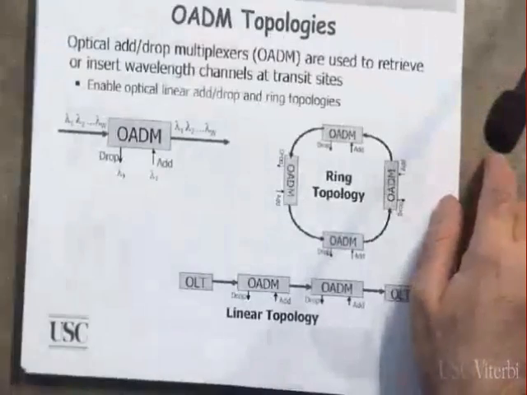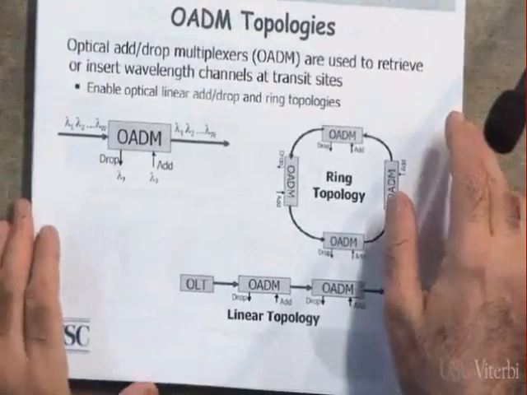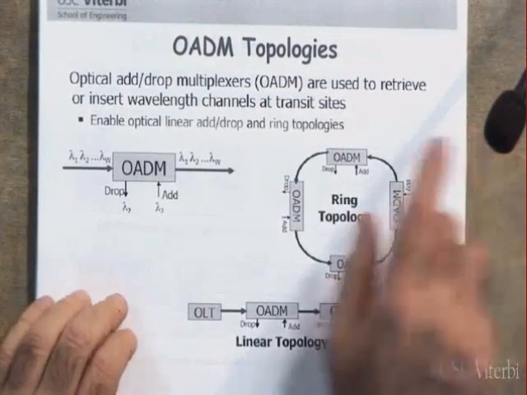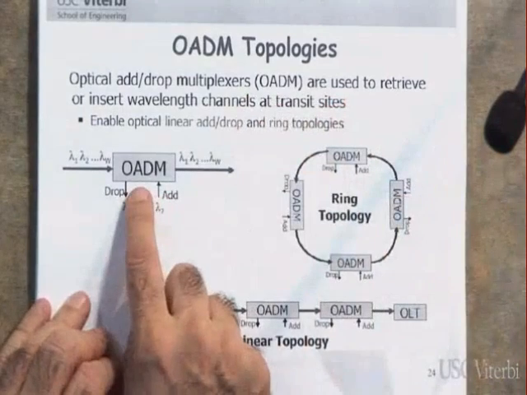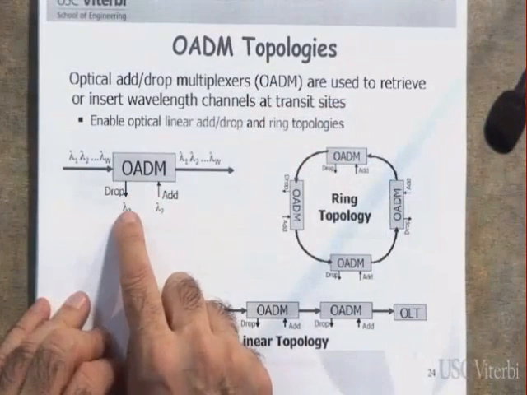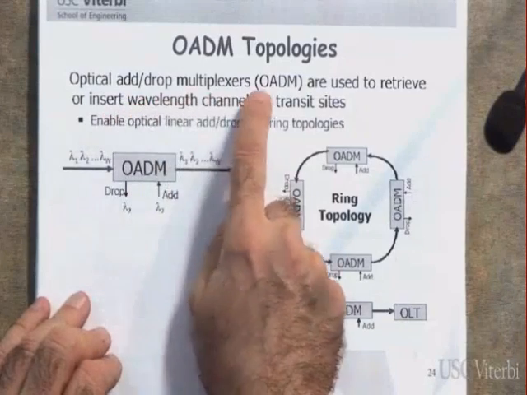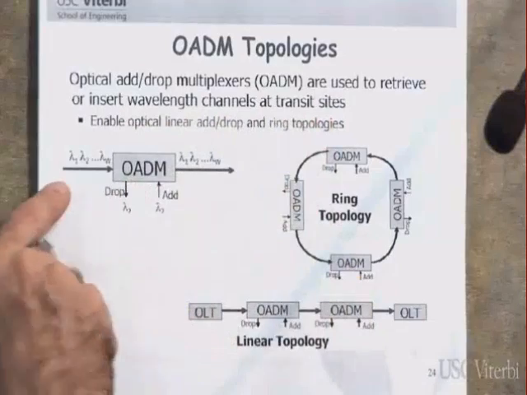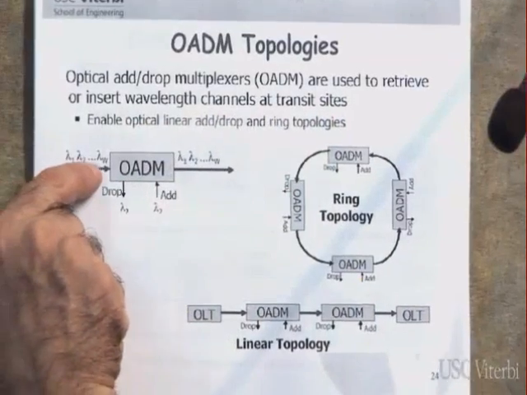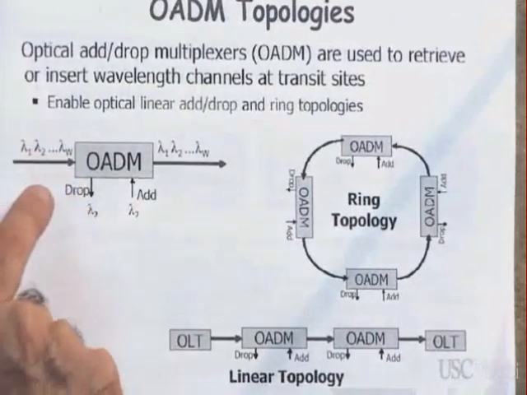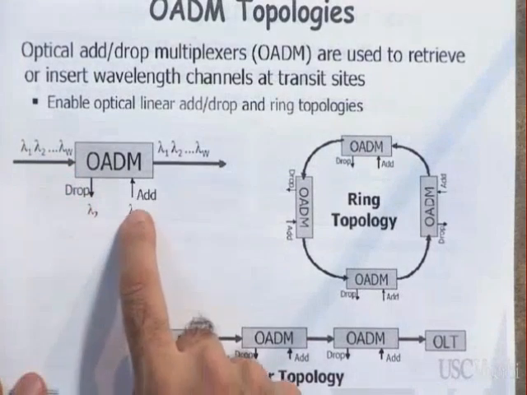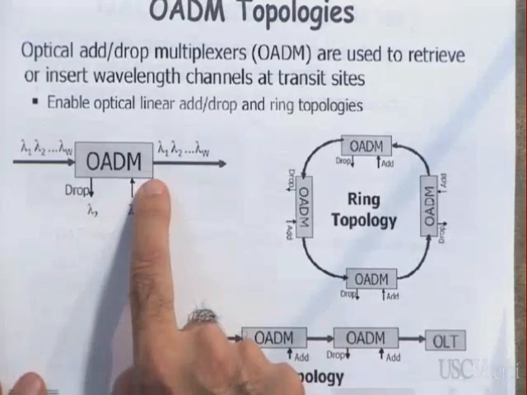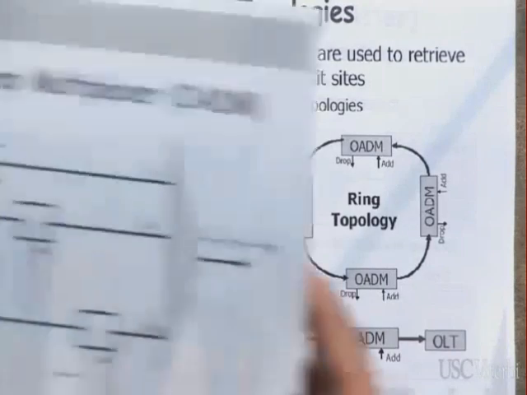Optical add-drop mux. Now, with the optical add-drop mux, you could have different topologies. So, for example, optical add-drop muxes are used to retrieve or insert wavelength channels as a transit state. What do I have here? Lambda 1, lambda 2, lambda n. I drop, for example, lambda 2, and I add a lambda 2. When I drop lambda 2, I need to add a lambda 2, like I showed you.